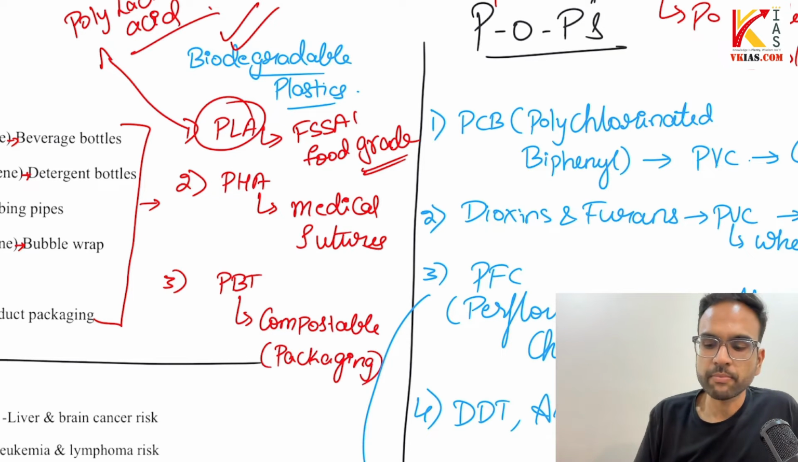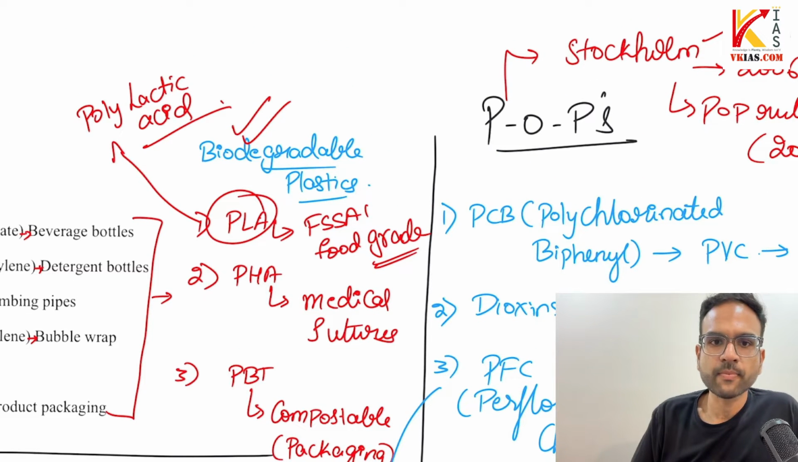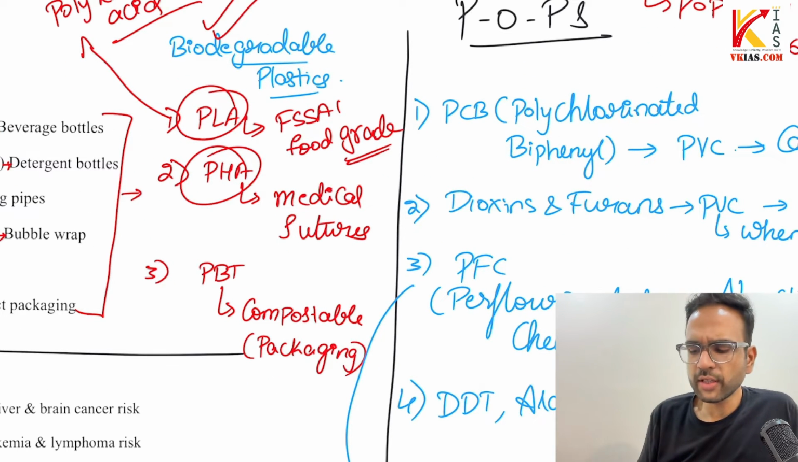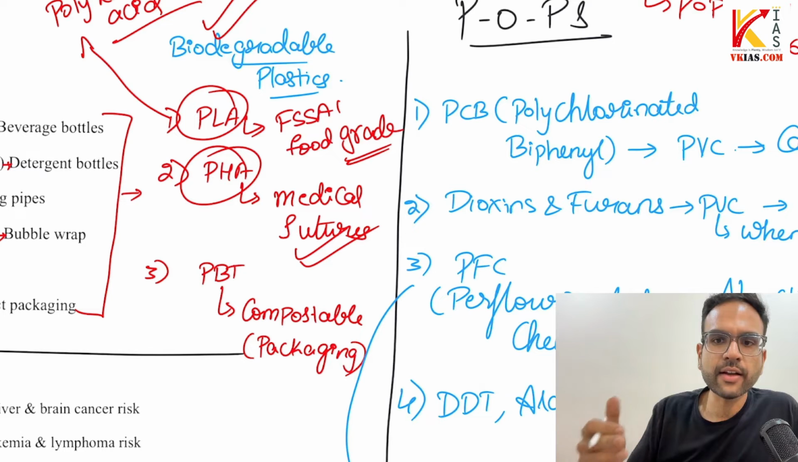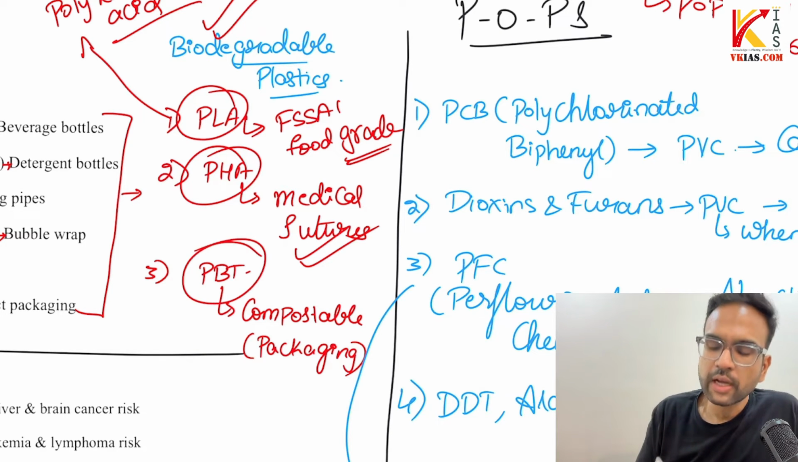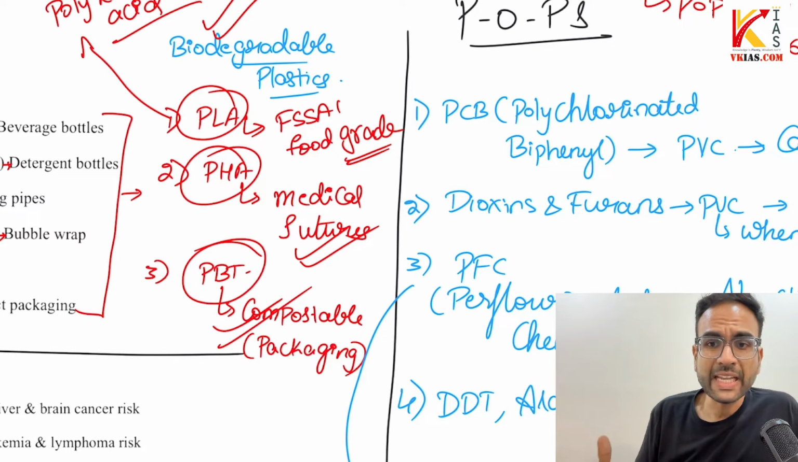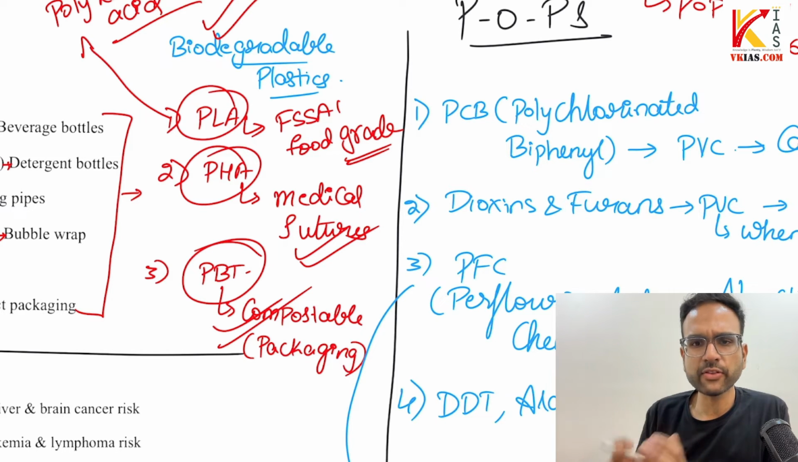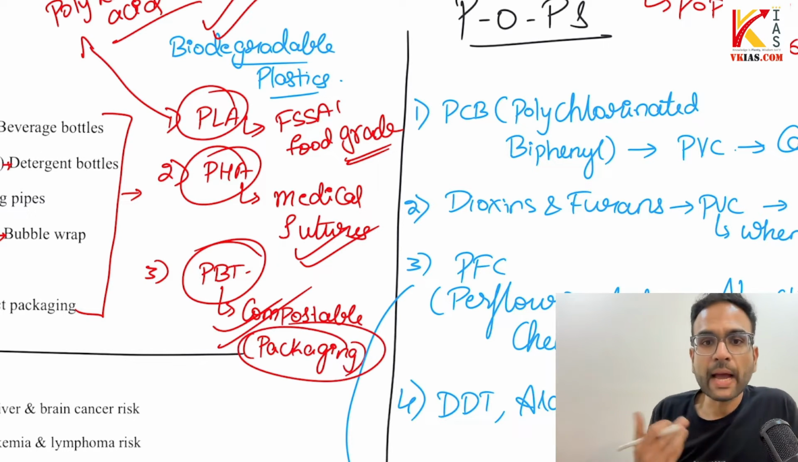Please remember this name, polylactic acid. You also have PHA, which is used in the medical industry as an alternative to the plastics that are already used for stitching up wounds, etc. And then you also have another alternative called PBT, which is basically an alternative for styrofoam. It is compostable, meaning it can degrade when you bury it in the soil. This is used in the packaging industry.